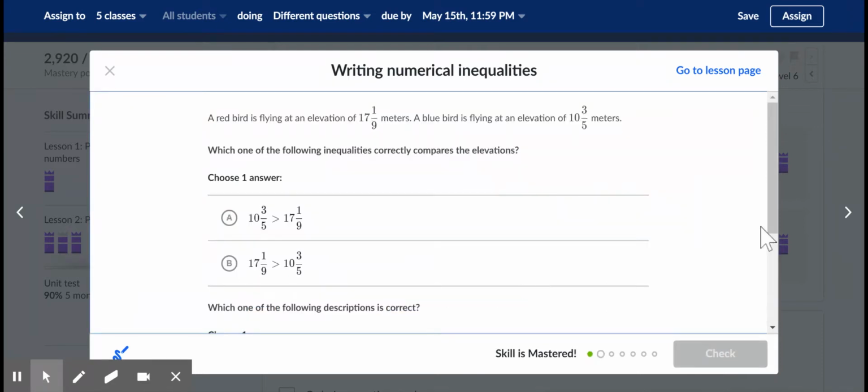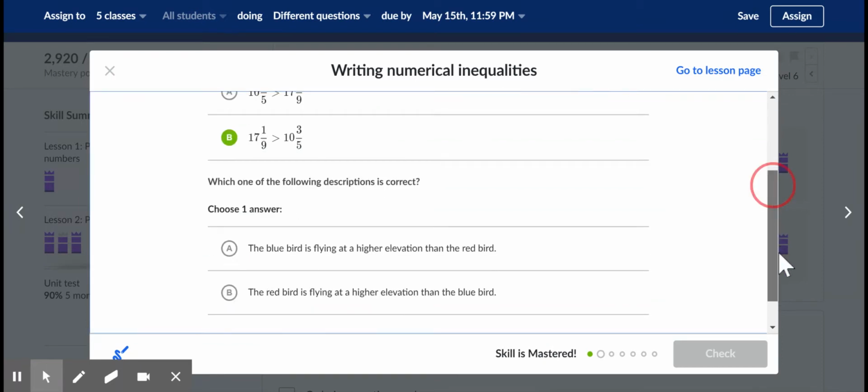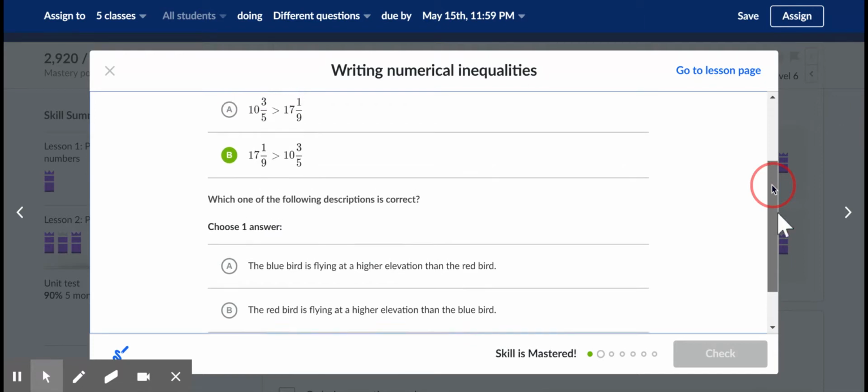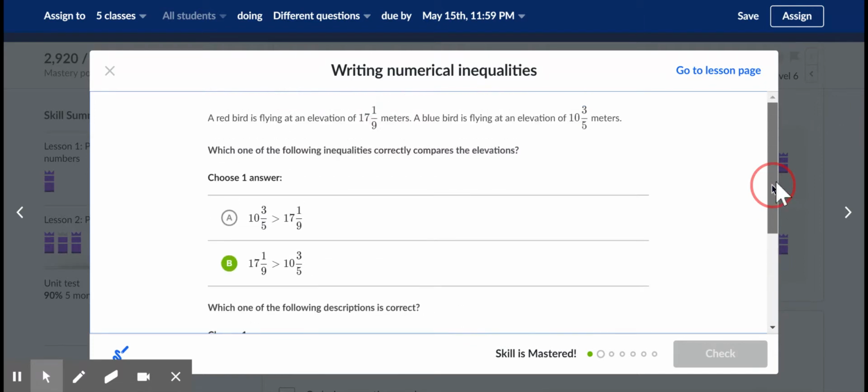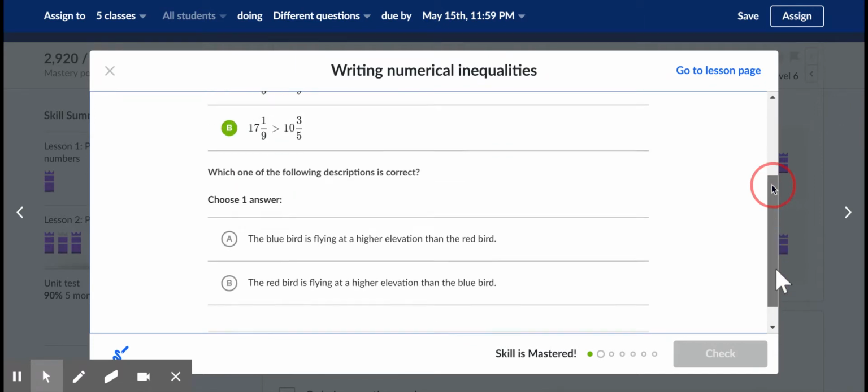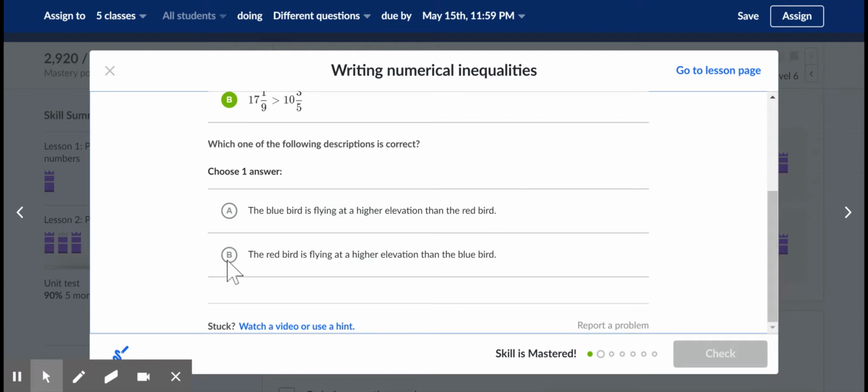On the next one, it says a red bird is flying at an elevation of 17 1/9 meters. A bluebird is flying at an elevation of 10 3/5 meters. So, which number is greater? We know with positive numbers, the larger number is greater. So that would be choice B. And then I'm going to look at the descriptions. It's asking which one's at a higher elevation. So the one at 17 1/9 meters was the red bird. So that would be choice B.